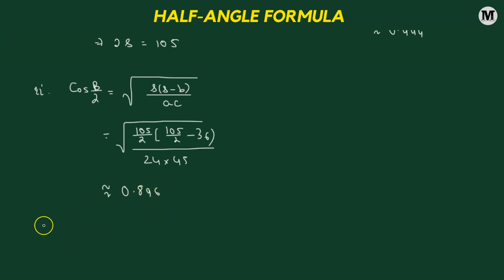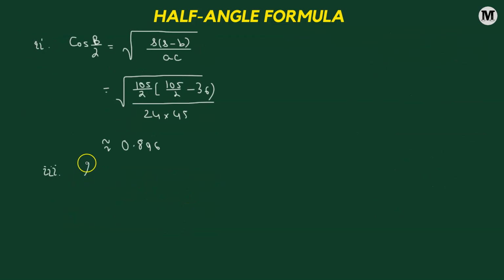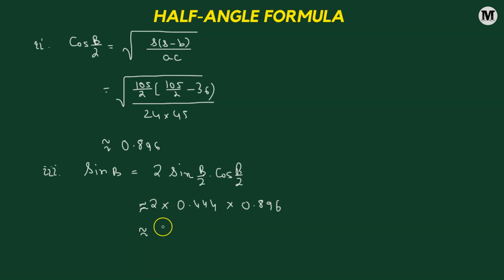This value comes out to be approximately 0.896. Okay, now coming to the final part of the problem, part 3 is sine of B. Now for sine of B, we can use the standard formula. Sine of B is given by 2 times the sine of angle B over 2 multiplied by cosine of B over 2. We've already computed these two values. Sine of B over 2 is 0.444, multiplied by cosine of B over 2, which is 0.896. That gives us an approximate value, which is equal to 0.796.